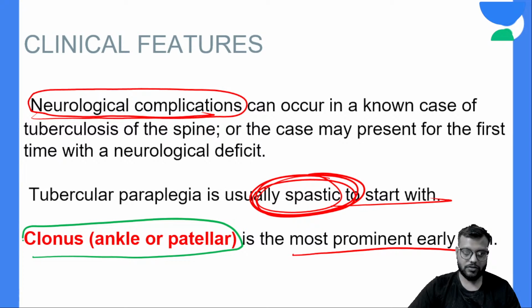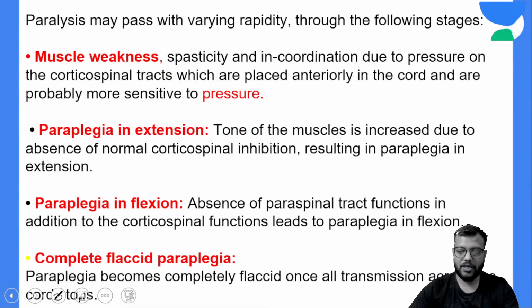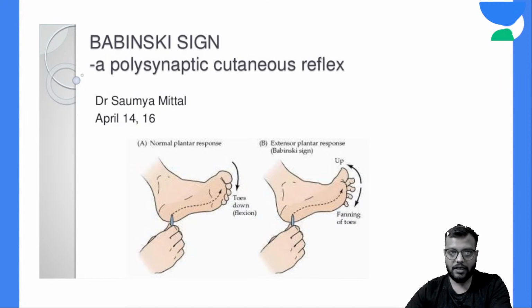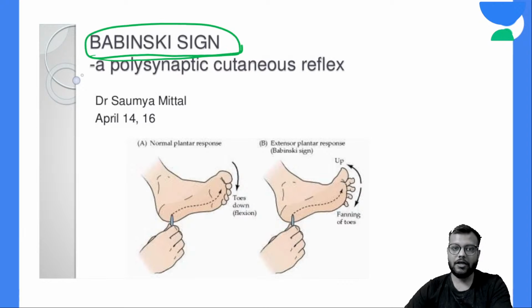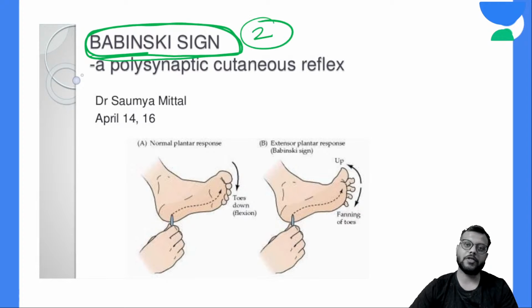Okay, you need to do two things. First of all, you need to check the clonus, the ankle and the patellar clonus, and secondly you need to check the Babinski sign. So दो चीजें in early stages जो सबसे पहले involve होती है, the clonus, ankle and the patellar clonus, and second is your Babinski sign.